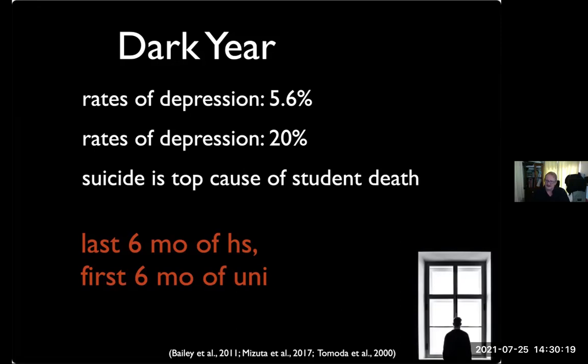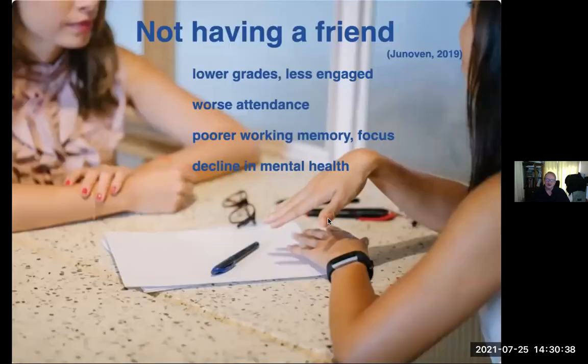And again, as I said, depression is the precursor to suicide, and suicide is the largest killer of Japanese students. Counseling centers don't help. Only 19% of the suicides sought help from a university counseling center. But what does help is having friends.